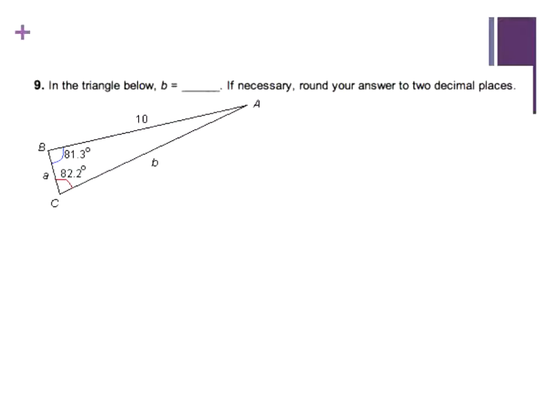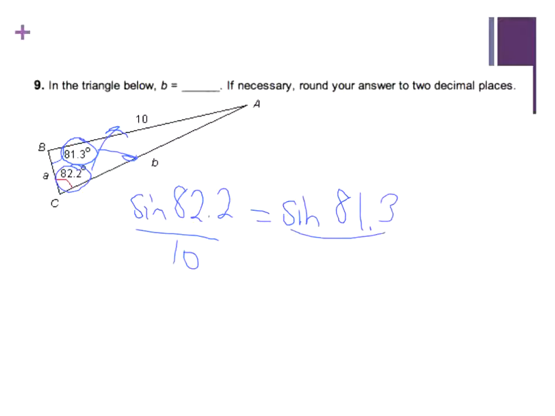Okay, number 9. Again, kind of jumping around number-wise. I just picked out a few. Obviously, we're not going to do every question that's on the test, but close. So it says, find B. If necessary, round your answer to 2 decimal places. So in this case, we can do angle is to 10 as this angle is to B. So the key is really just setting it up correctly.